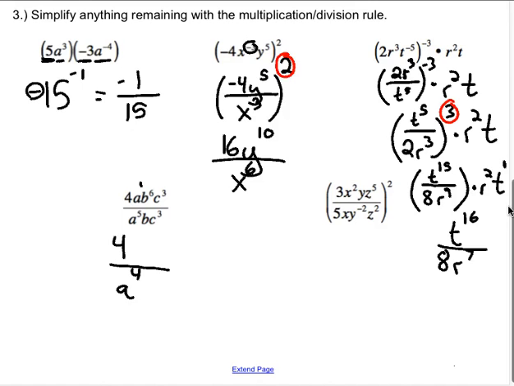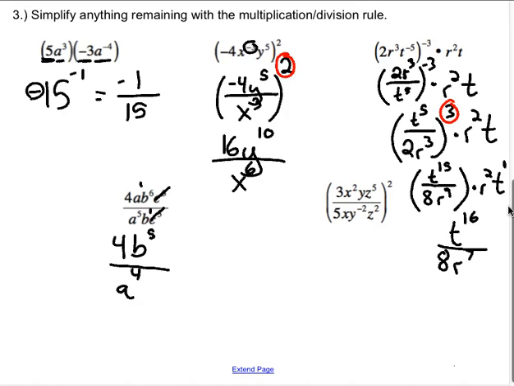Now for the b's, b to the 6 divided by b to the 1st. 6 minus 1 leaves me with 5. So I'm going to plop that on top. C cubed divided by c cubed. If you ever have the same thing on the top and the bottom, it just cancels off, okay? So I don't have any c's left in my answer at all. It's just 4b to the 5th divided by a to the 4th.